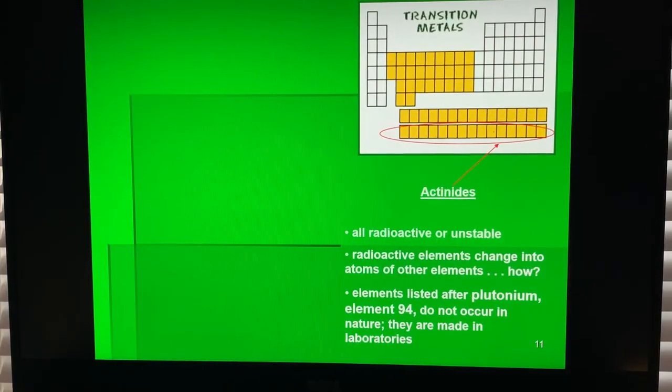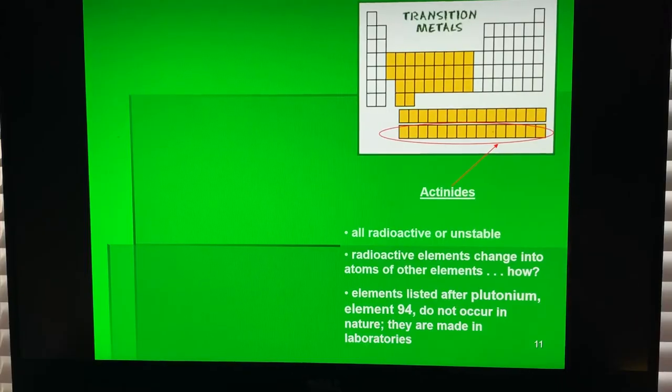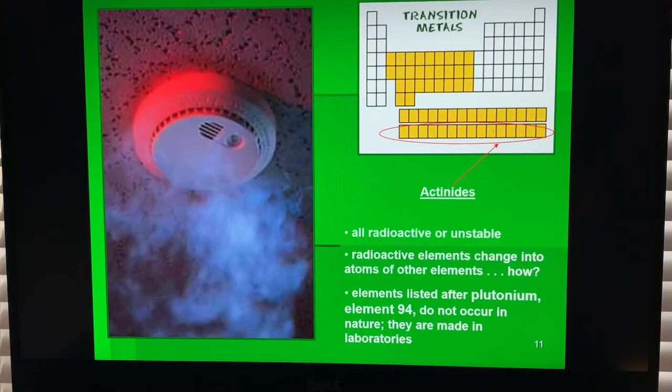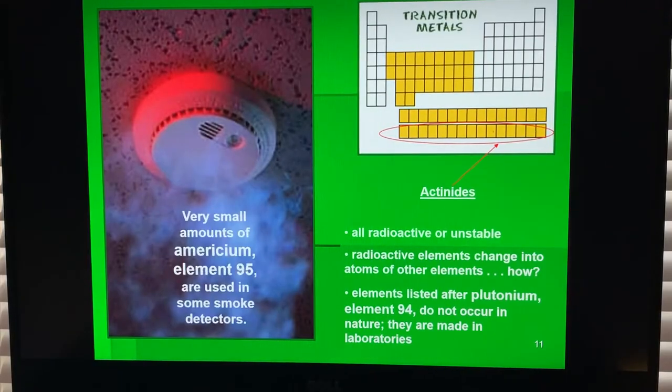Actinides is the bottom one. Actinides are all radioactive and unstable. And we know how radioactive elements change into other elements, atoms of other elements. So there's a question in your notes about that. Anything after plutonium, number 94, does not occur in nature. They're all made in laboratories. And you're familiar with this one because we've read an article about this, americium, element 95, used in smoke detectors. And it's found right there on the periodic table. Actinides.